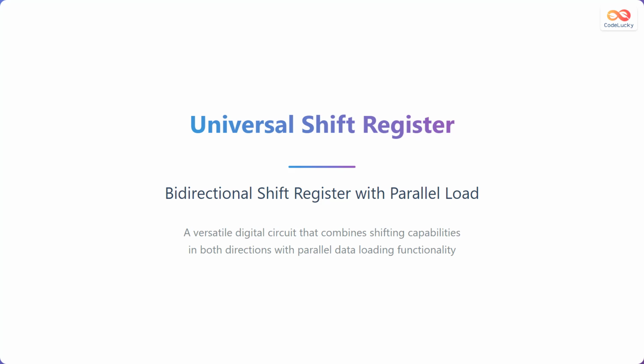Let us delve into the world of digital circuits and explore a versatile component known as the universal shift register. It is a bidirectional shift register with parallel load. In essence, it's a digital circuit that combines the ability to shift data in both directions, either left or right, along with the functionality to load data in parallel.